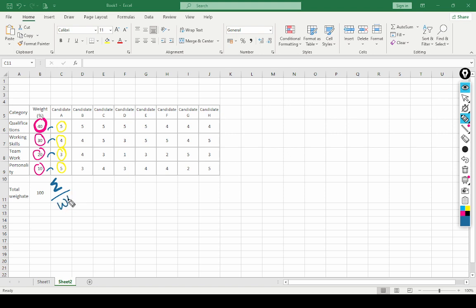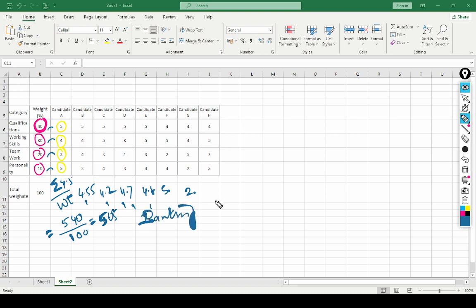Now what is the total weightage? Suppose after adding all these things, you got 54 divided by 100, right? You will get some value there. Then based on that, you just rank it. So he may get a value of 4.5, he may get 4.55, he may get 4.2, 4.7, 4.8, 5, right? So now you are getting some values here, and based on this you need to go for ranking them. Further step. Okay, clear?